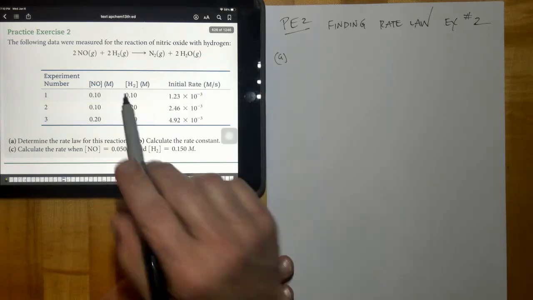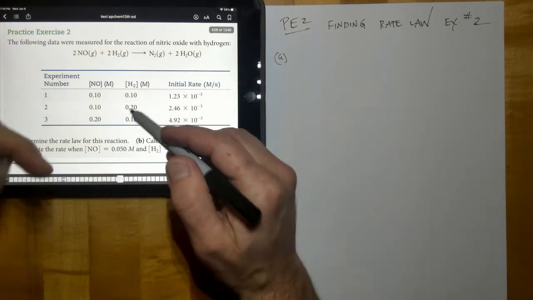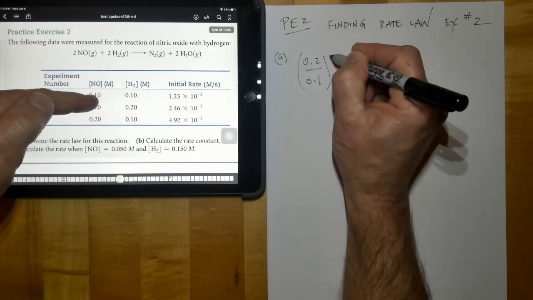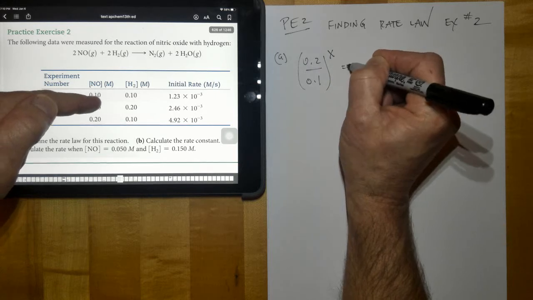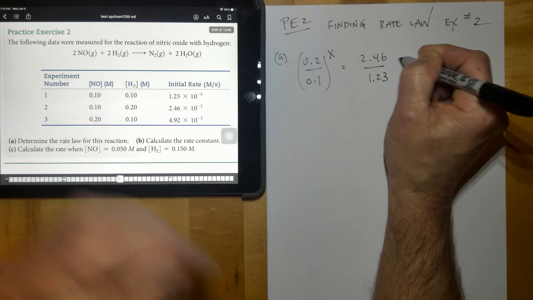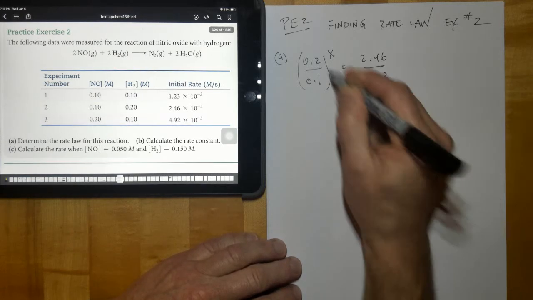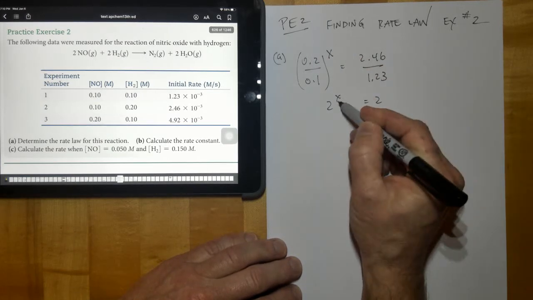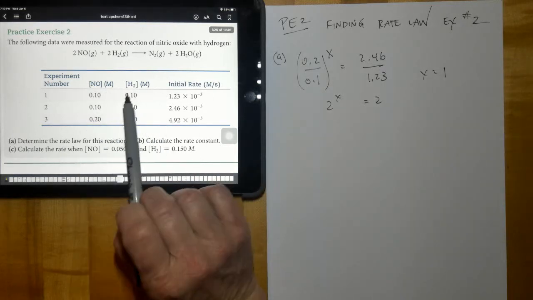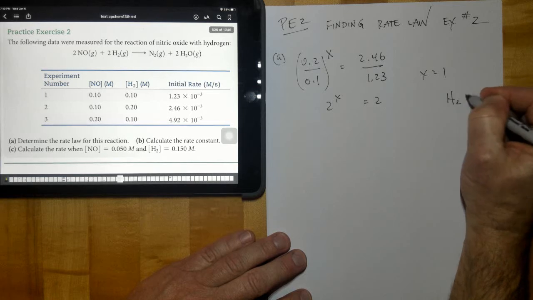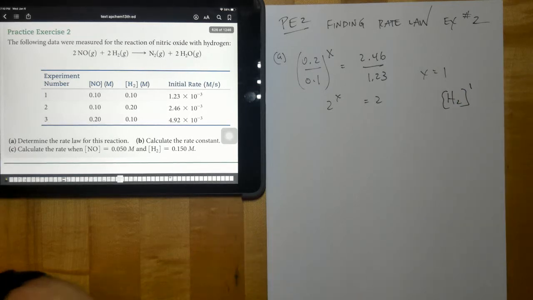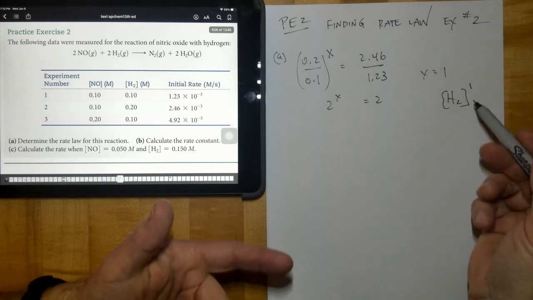And so if you want to do the math for this, remember what you do is you take the big divided by the little, so 0.2 divided by 0.1, take it to the x power, and that equals 2.46 divided by 1.23. And of course this ends up being equal to 2, and this is 2 to the x, so that means x is equal to 1, so that means our hydrogen, H2, is going to be to the first power. So we found the first exponent, we found the first order for hydrogen.